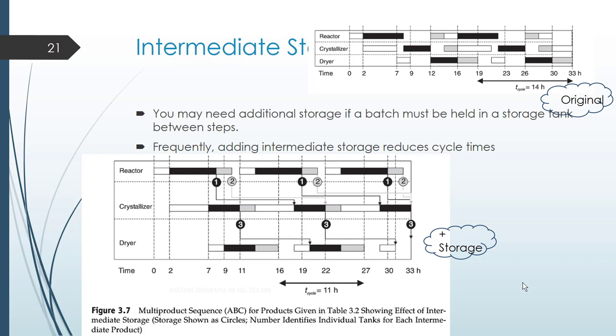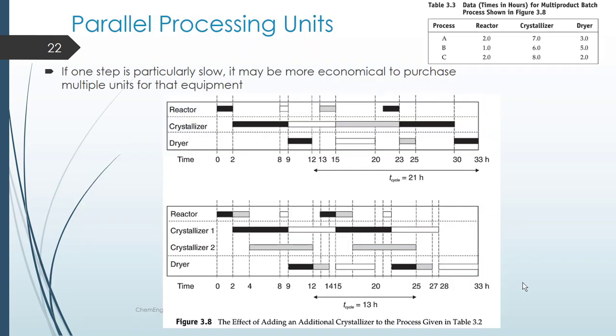So they try to talk you through some creativity in doing some of these things when your rate limiting step, your longest step, for one product is very different than for a different product. And they show variations on that. For instance, if you put in 2 different crystallizers, maybe you can make enough extra batches to pay for that extra crystallizer.